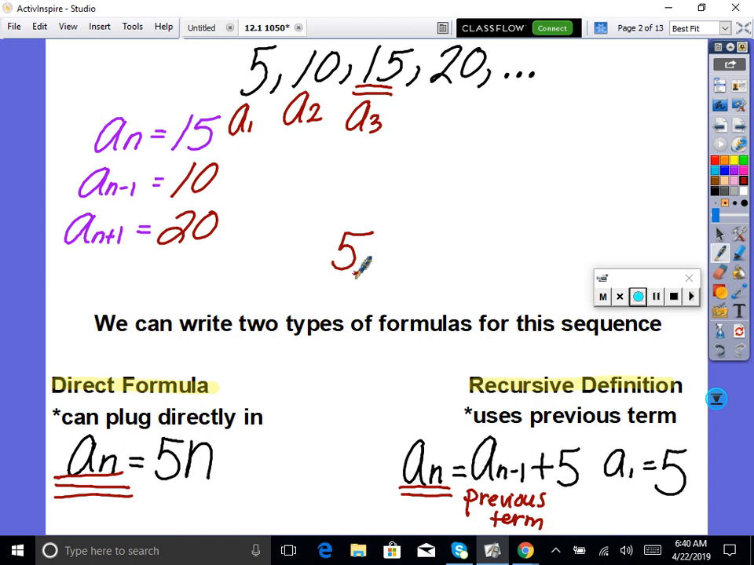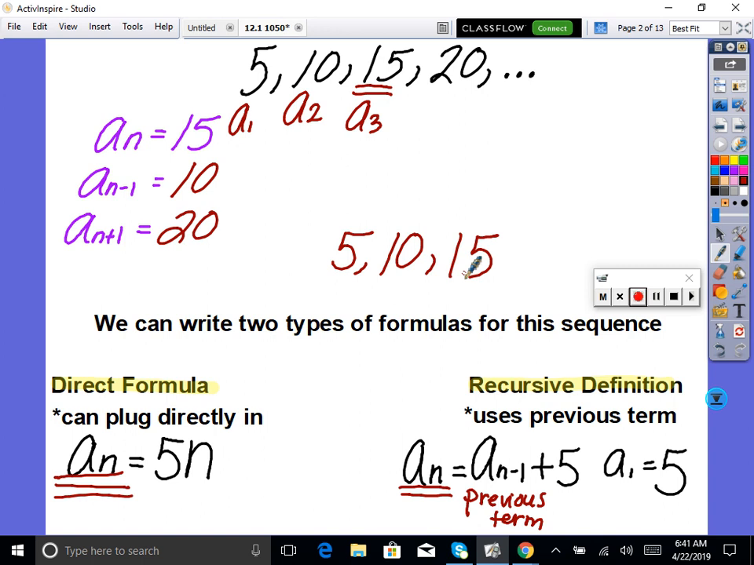Then take the previous term, here's the previous term, and add 5. So what would we get? 10. So now do a sub 3. That says take the previous term, which is 10, and add 5. You guys see how it's just recreating it, but in a different way.